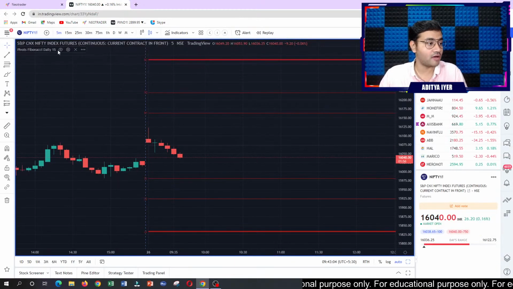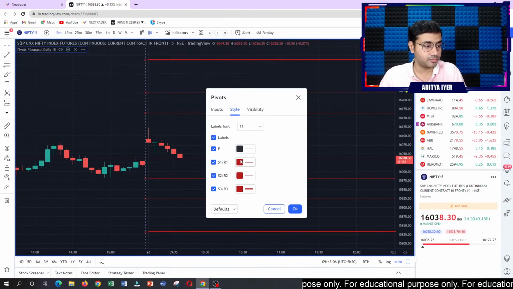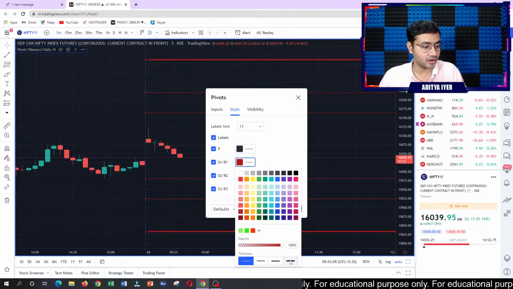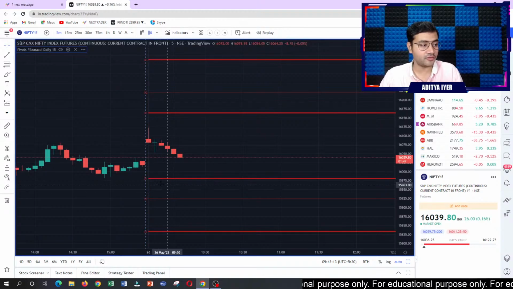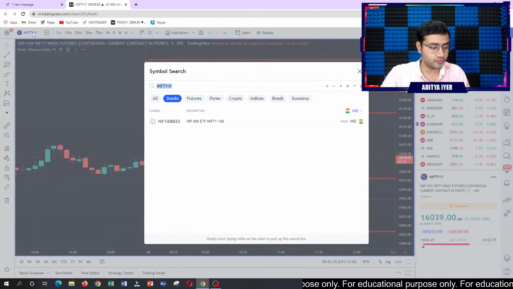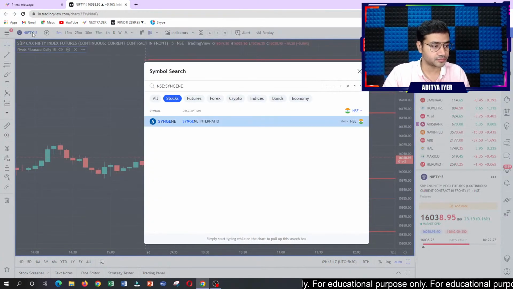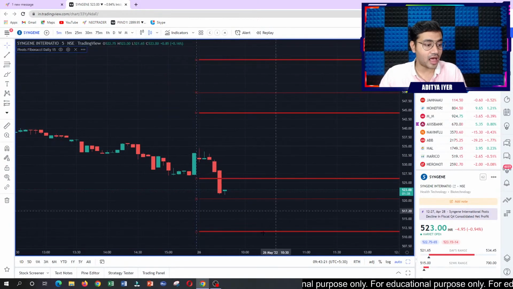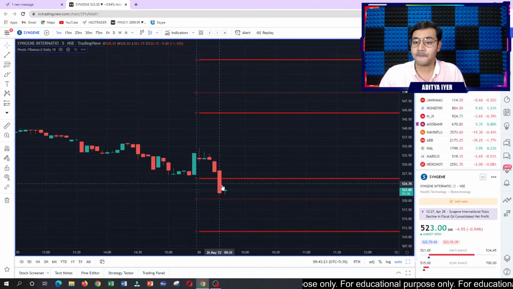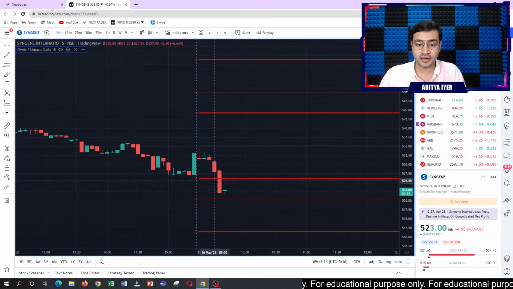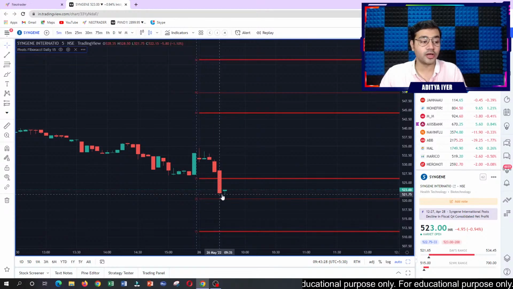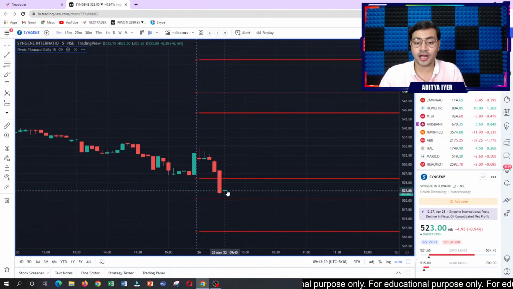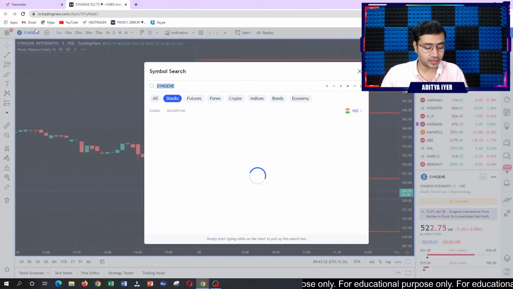If I see here, I have already put up Fibonacci pivots. Let me make it a little thicker, so it becomes easier for you all to see. You can see this is R1, this is S1. The first stock I will look at is Syngene. Here I can see that I have already gotten a sell signal in Syngene. It is broken below S1 with a long body candle and given a close below that.